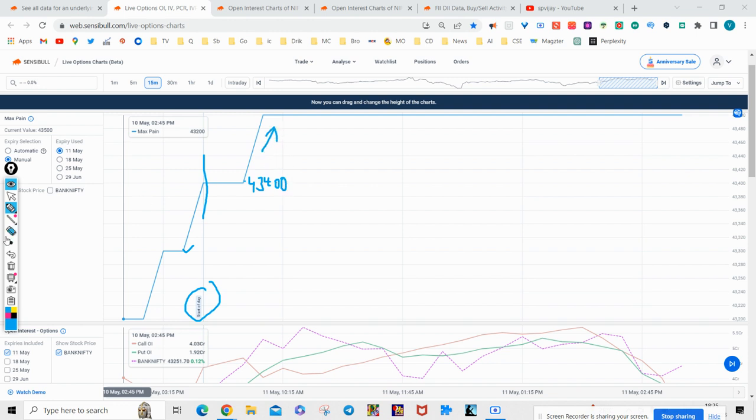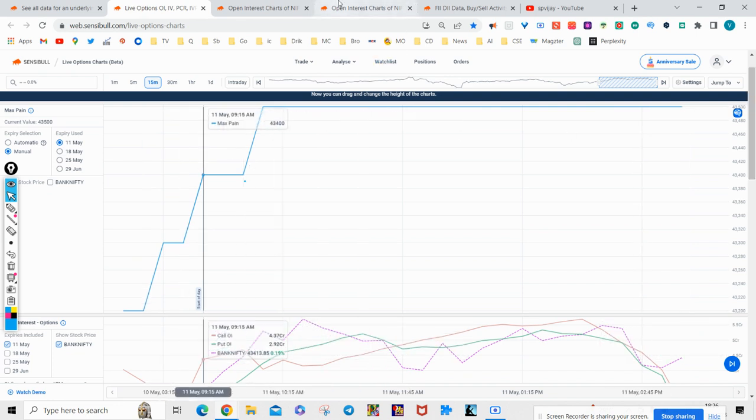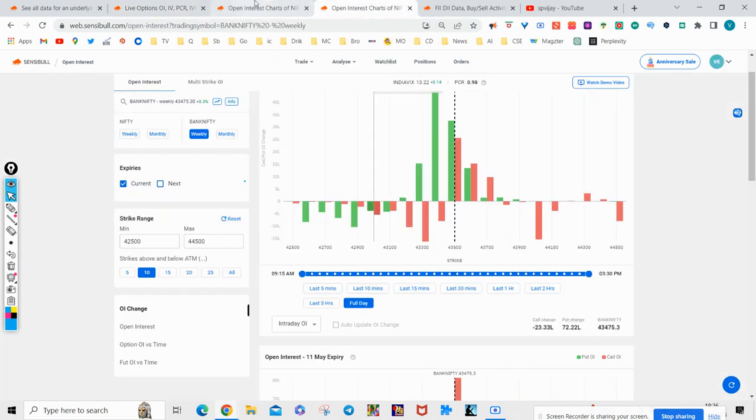Now, why did this max pain increase? This max pain increased because the range got shifted due to put writing and call unwinding at the starting point. So, how can you confirm that? You can see it through any OI platform.